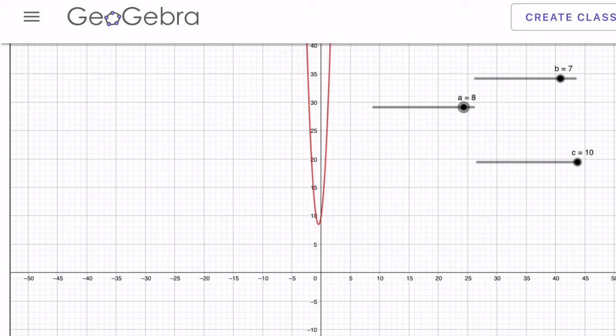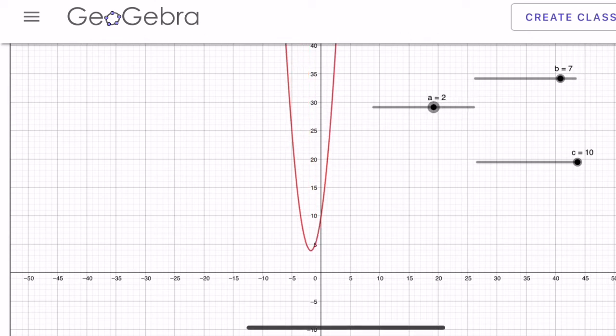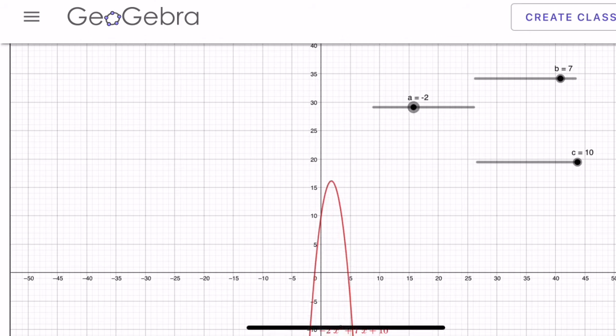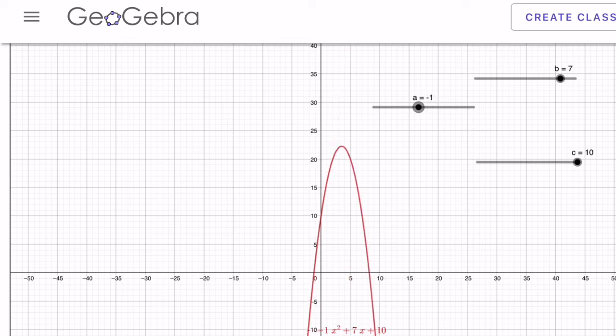Conversely, when the value of A is smaller than 1, let's say I make it negative 2, negative 2 is smaller than 1, right? Then you notice that the width of the graph increases. When the value of A is smaller than 1 and approaches 0, the width of the graph increases, right? Negative 1, the width increases.